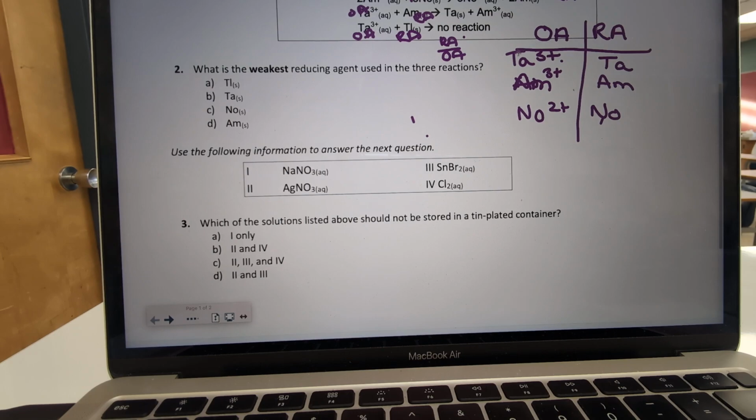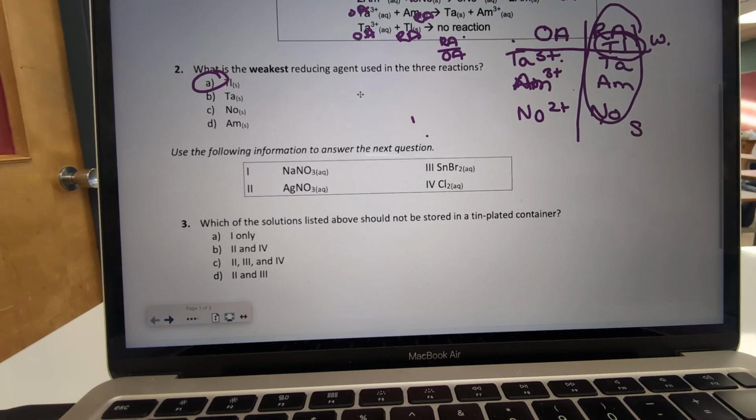Now, my chart here, I don't have enough room, but that means my Ti is higher up than the Ta3 positive. So now that I have everything placed, when it's asking about the weakest reducing agent: reducing agents are on the right-hand side, weakest are on the top, strongest are on the bottom right. So my weakest reducing agent has to be Ti. Sorry about that.